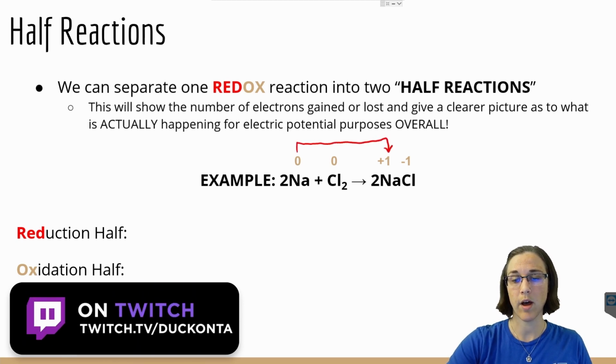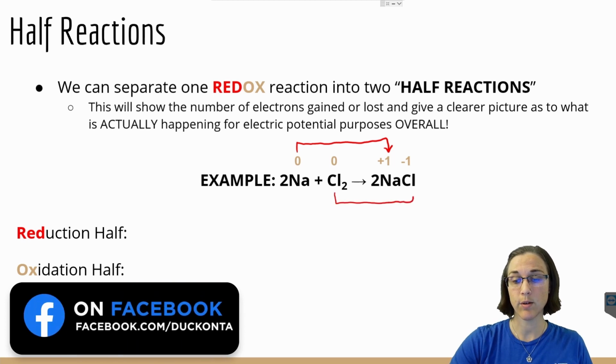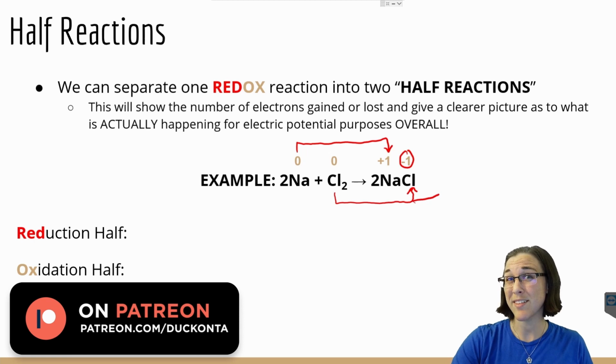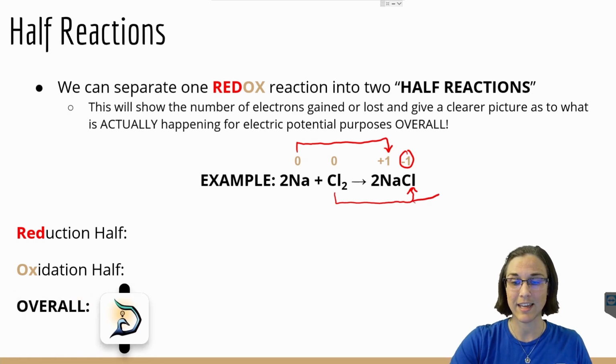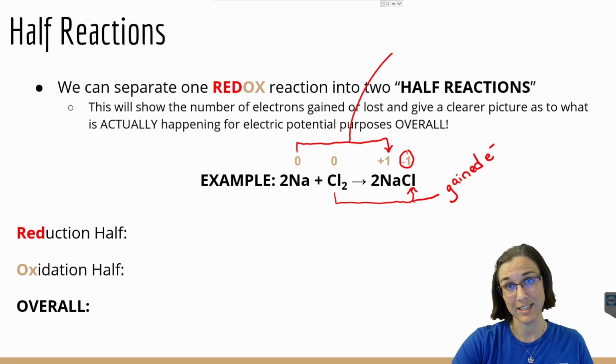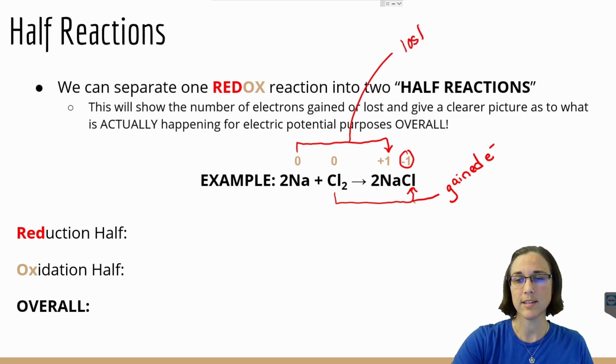Now as we compare our reactant to product side, we see that the sodium went from 0 to +1, and the chlorine went from 0 to -1. In order to become more negatively charged, you must have gained something that was intrinsically negative. In other words, the chlorine must have gained an electron. While the sodium became more positive, that means it must have lost something that was intrinsically negative. So it must have lost an electron, since electrons are intrinsically negative.